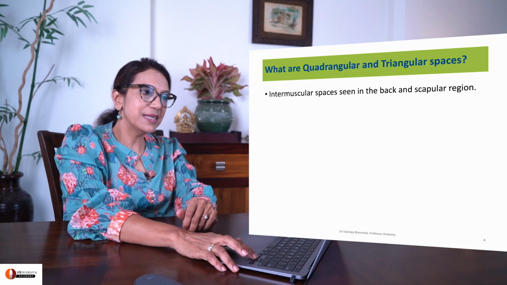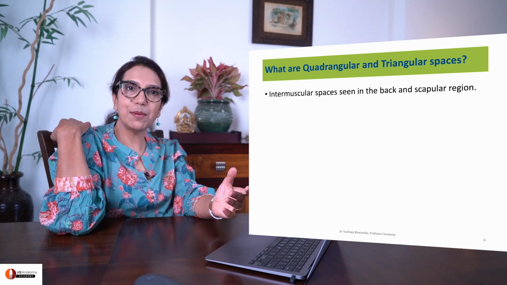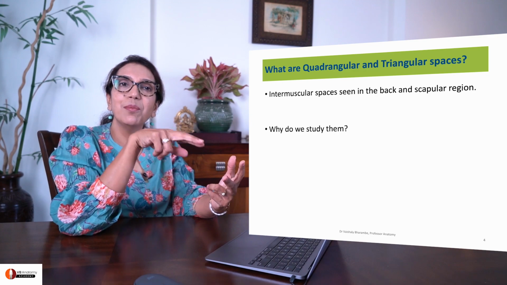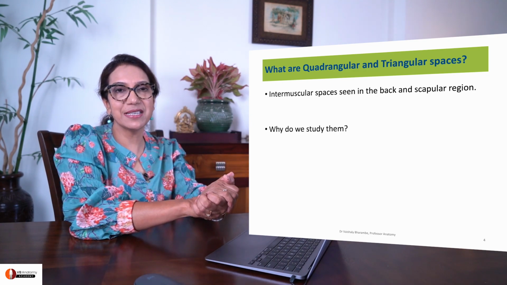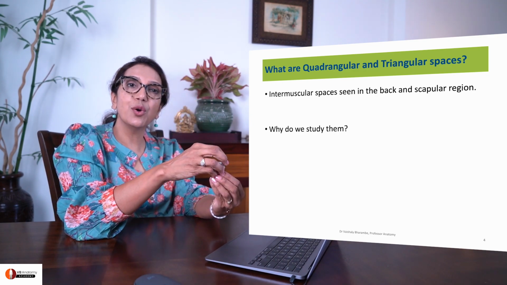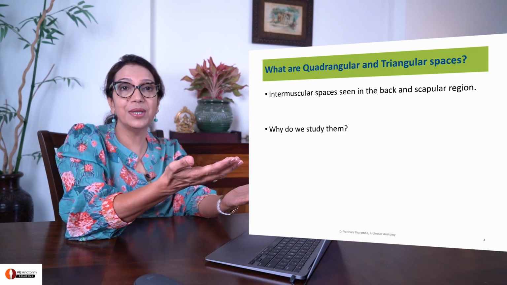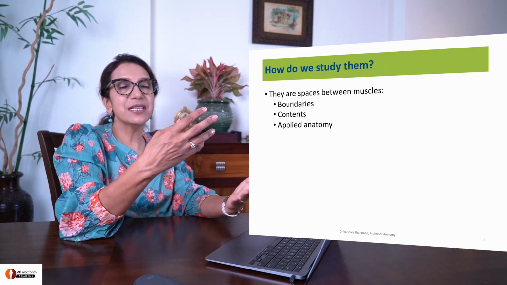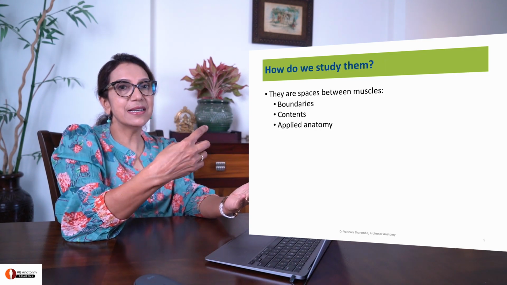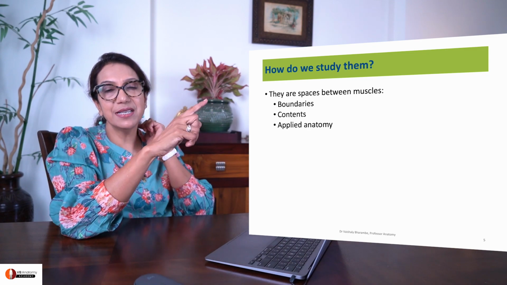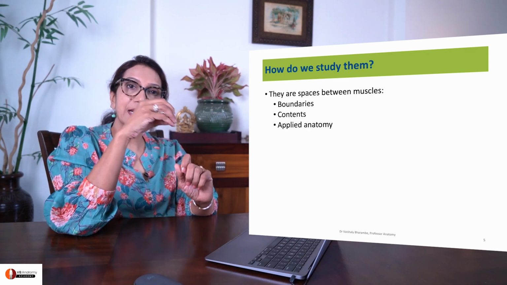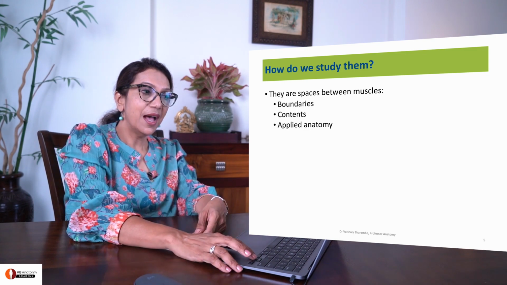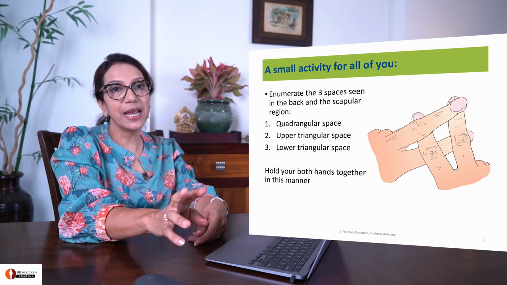Now, these are spaces which are seen in your back and scapular region. Why are we studying them? We are studying them because some important structures pass through those spaces. Sometimes these structures can get compressed in those spaces, so we must know that such spaces exist. These are muscular spaces, so we will study them as structures: muscles forming the boundaries, what are the contents of those spaces, and what is its applied anatomy.